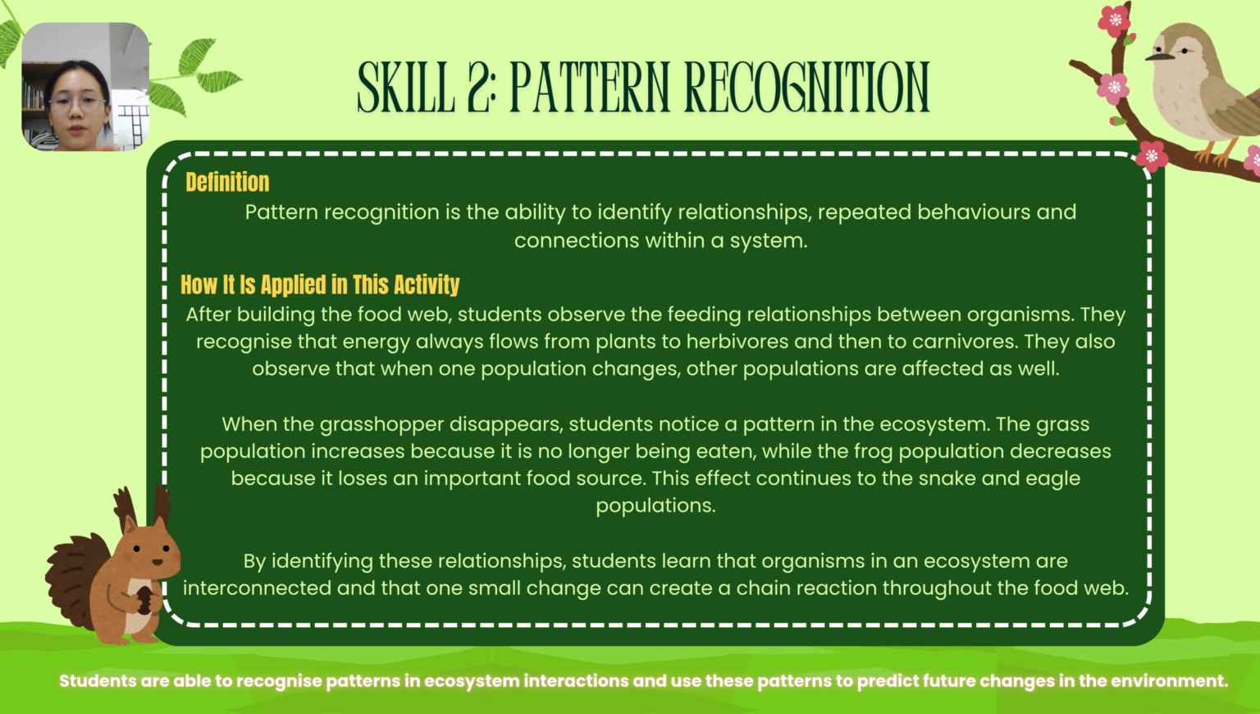By recognizing this repeated relationship and interaction, the students understand that the ecosystem functions as an interconnected system. They learn that even a small change can create a chain reaction throughout the food web. More importantly, the students use this pattern to predict future changes in the ecosystem based on scientific evidence rather than making random guesses.